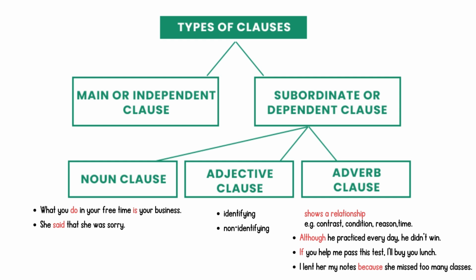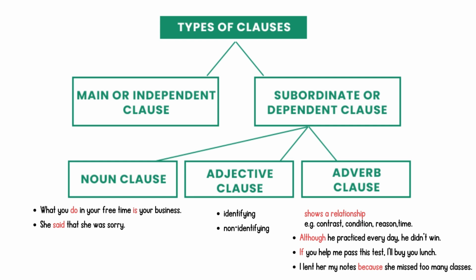All right? So what you do in your free time is our subject, is our verb, our main verb. Then we have the object, of course. All right, so as you can see, a whole sentence or a whole clause can be the subject of our sentence. All right, then we have she said that she was sorry. Now, in this case, what do you think? The subject or the object? Well, the noun clause, it's the object in this case.